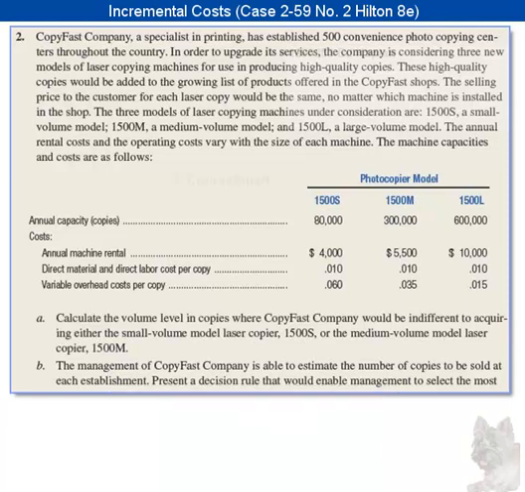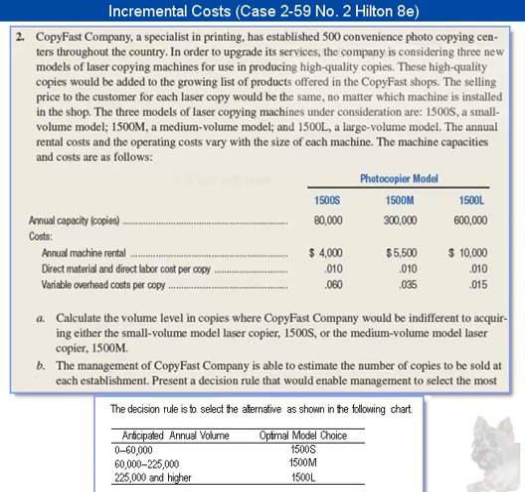Now, on part 2, it says the management of CopyFast Company is able to estimate the number of copies to be sold at each establishment. Please present a decision rule that would enable management to select the most, and what that's supposed to say is, I think, cost-effective or profitable copier. And they want us to put together a decision rule so that we only come up with one rule and we don't have to make it for every particular store.